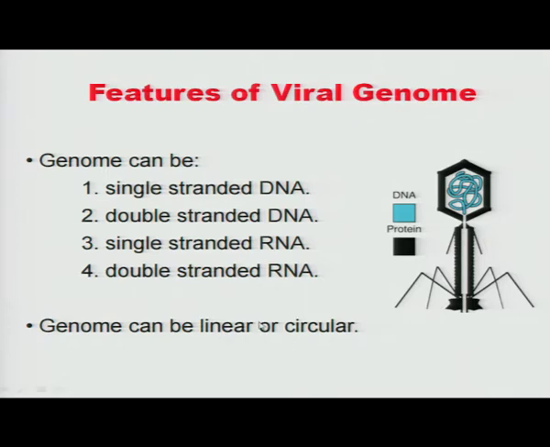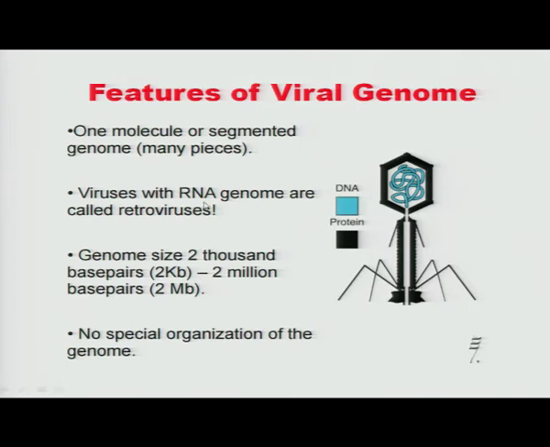In continuation with this, some more features are there of viral genome. The viral genome, either it will be one molecule or it may be a segmented genome, that means it may be fragmented. The viruses which contain RNA as a genetic material are considered as retrovirus. The genome size of the virus may range from 2 kilo base pairs to 2 million base pairs.